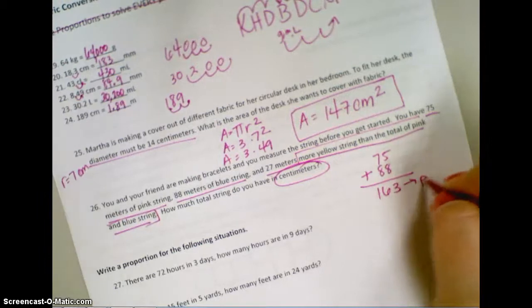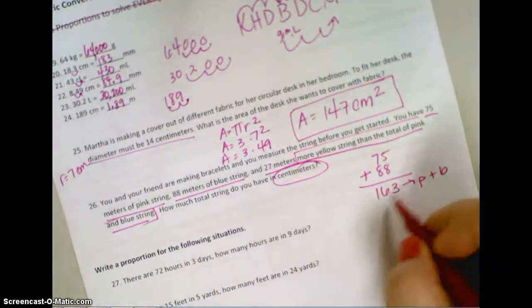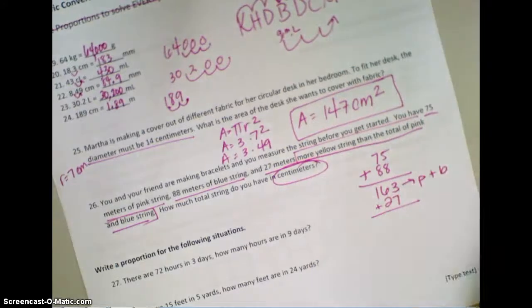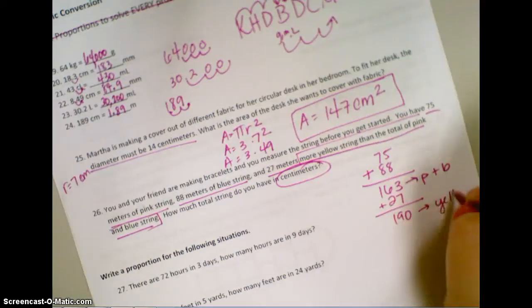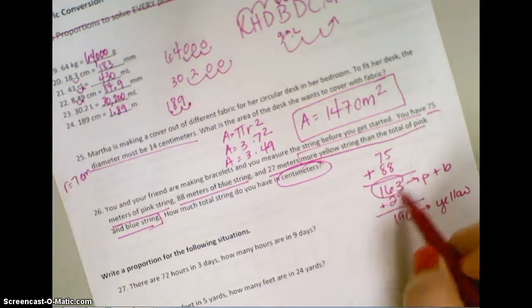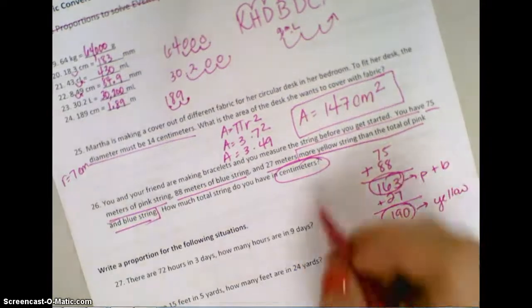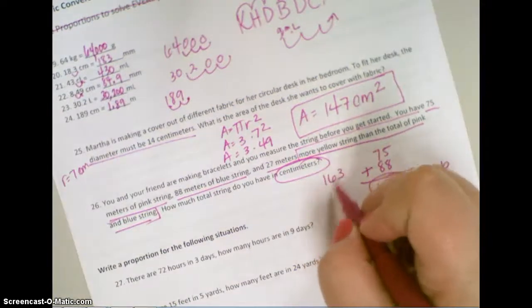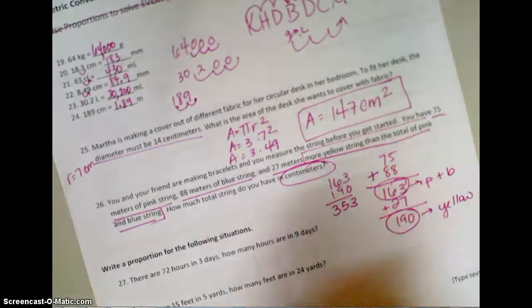So that's my pink plus blue. I know that the yellow is 27 meters more than that, so I have to add my 27 to that. That's 190. So that's simply my yellow string. To get my total amount of string, I need to add my pink and blue total and my yellow total together. So 163 plus 190 is going to be 353, and that's meters.